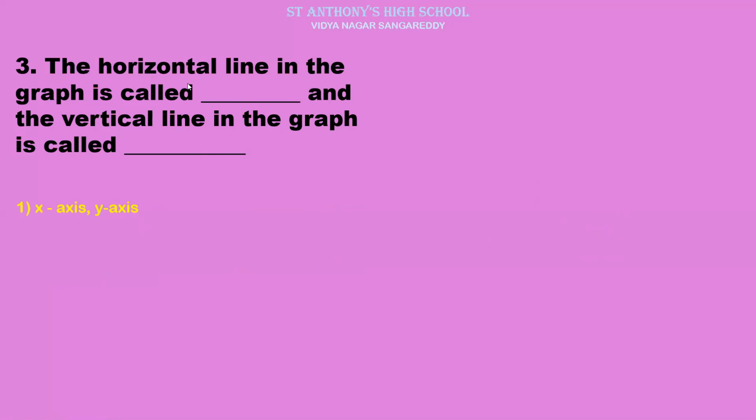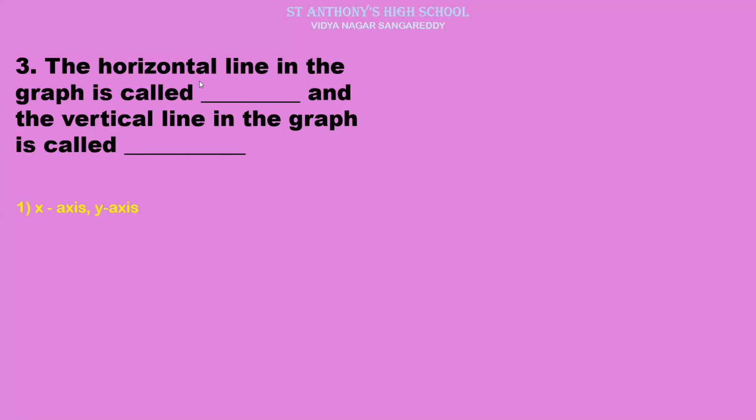The next question: the horizontal line in the graph is called as dash, and the vertical line in the graph is called as dash. These two parts are related to the bar graph. I already told you the two parts: the first one is the horizontal part, the second one is the vertical part.